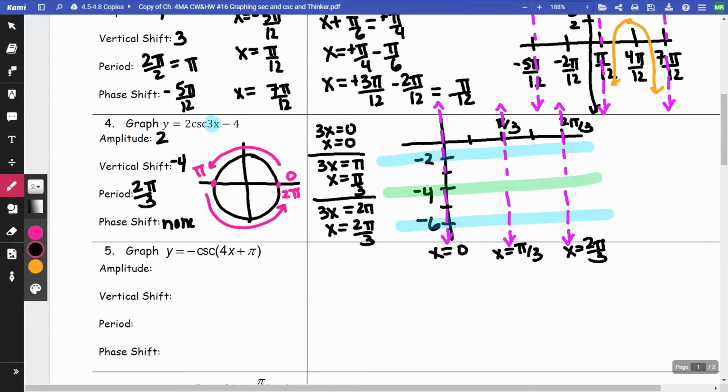And then when I'm going to graph this, I'm going to come up here to -2 and have it open up, and come here to a -6, and it's going to go down.